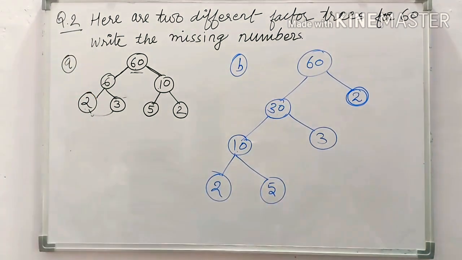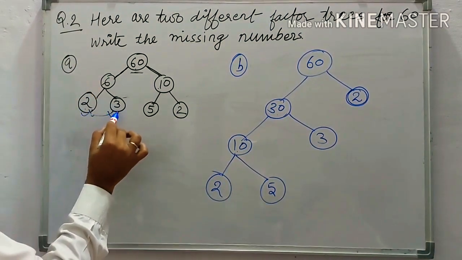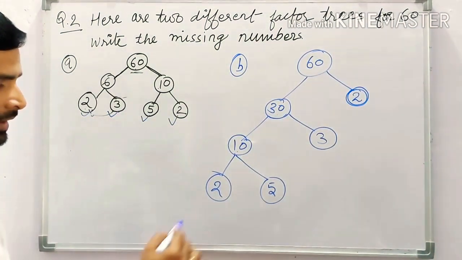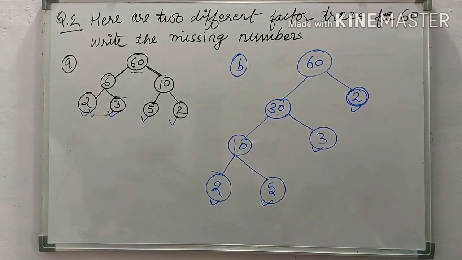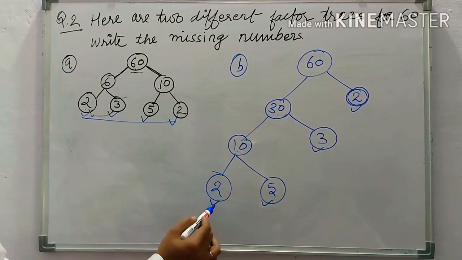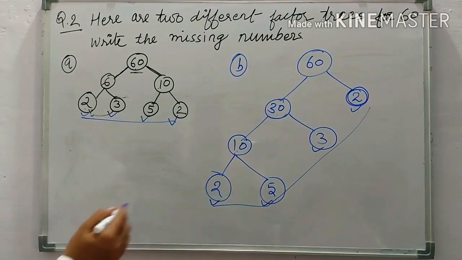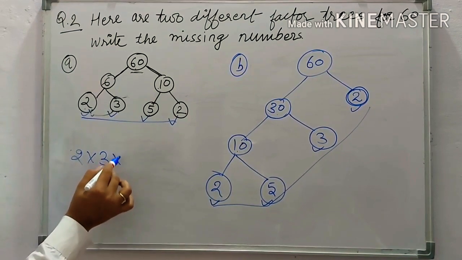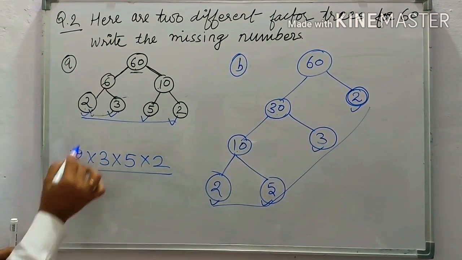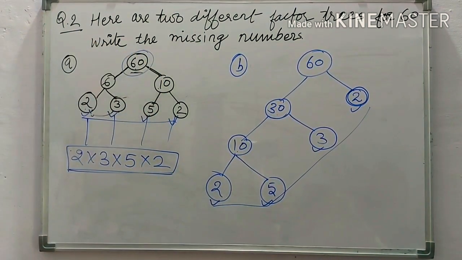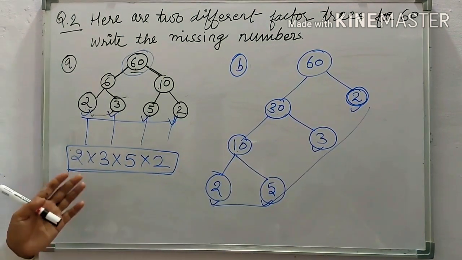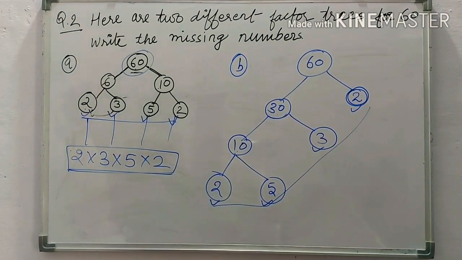Okay, you know that the last numbers are 2, 3, 5 and 2, and 2, 5, 3 and 2 are prime numbers. It means the last numbers are called the prime factors. The prime factors are 2 into 3 into 5 into 2. These are the prime factors of 60. The second method to find the prime factors of 60 is the LCM method. You already did it in the previous class.